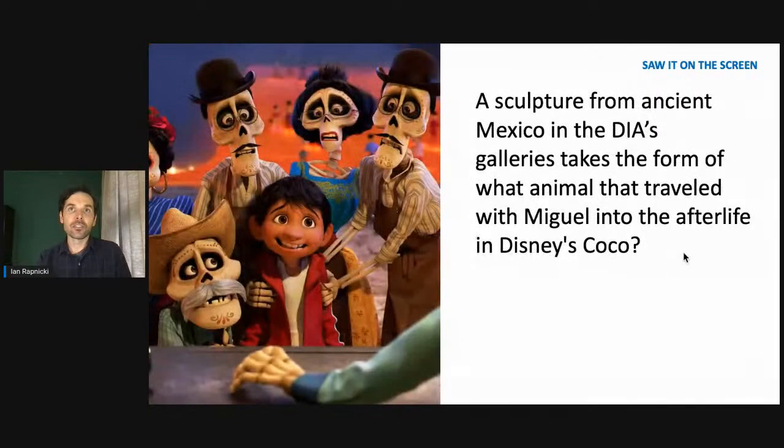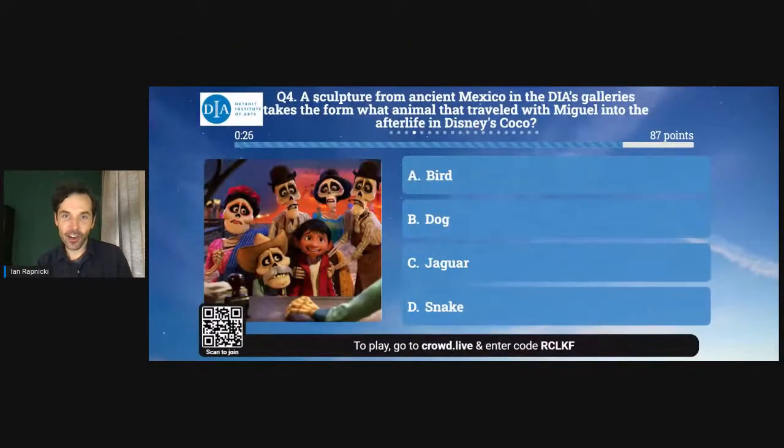Let's get our last question of the category, Saw It on Screen. And the question is, a sculpture from ancient Mexico in the DIA's galleries takes the form of what animal that traveled with Miguel into the afterlife in Disney's Coco? Was it a bird, a dog, a jaguar, or a snake?